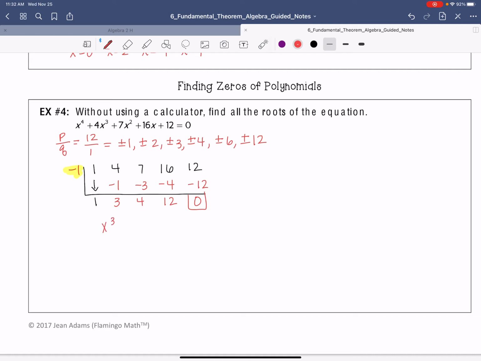So we have x cubed plus 3x squared plus 4x plus 12. We decided factor by grouping will work.